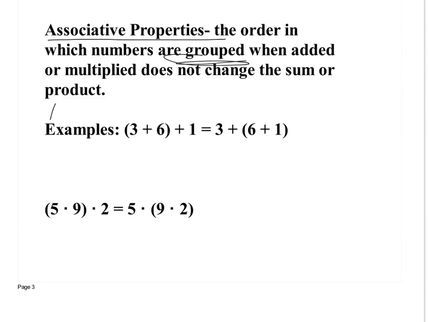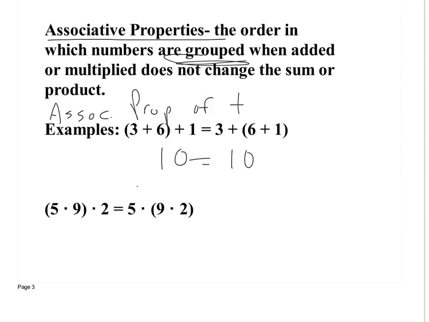And here's the associative property of addition. 3 plus 6 plus 1, and 3 plus 6 plus 1. I didn't change the order. It's still 3, 6, and 1. But I've changed the grouping. Here's 3 plus 6. Here's 6 plus 1. You always want to test anything they give you. What's 3 plus 6? 9. What's 9 plus 1? 10. What's 6 plus 1? 7. What's 3 plus 7? 10. Does 10 equal 10? Yes. So that's the associative property of addition. I can change the grouping, but I don't change my answer.